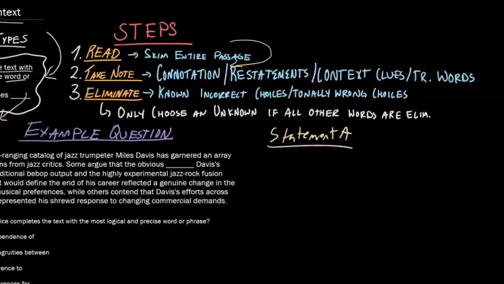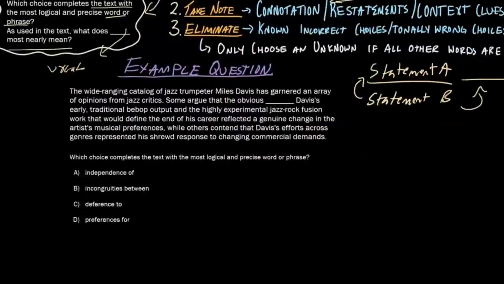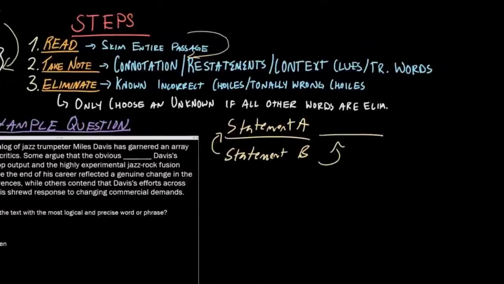Alright. Statement A has a blank. Now we're going to have statement B, but statement B does not have that blank. It is a restatement of statement A, but without the blank. So you can find which word in statement B corresponds to the blank in statement A. Once you find which word corresponds to that blank, you'll know the answer. You just need to find a synonym for that word among your answer choices.